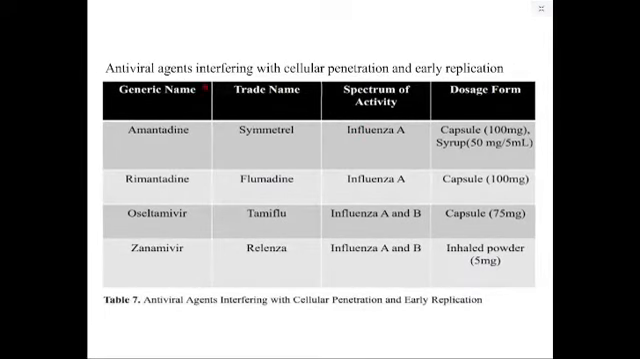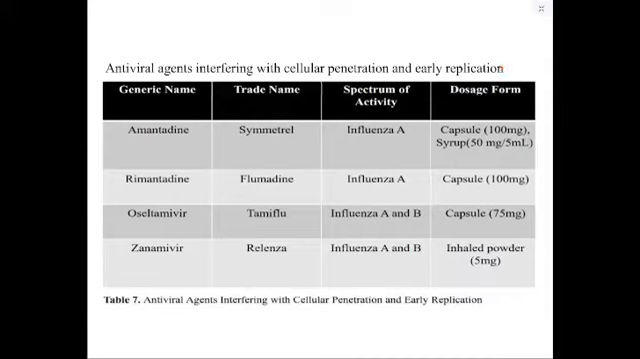And the next category is antiviral agents interfering with cellular penetration and early replication. When we looked at the cycle of the virus, we said there is attachment, there is penetration, and then of course it gets inside and it starts synthesizing its functional proteins, its structural proteins, and the nucleic acids, and then they all come together and assemble. Once they assemble, they leave.